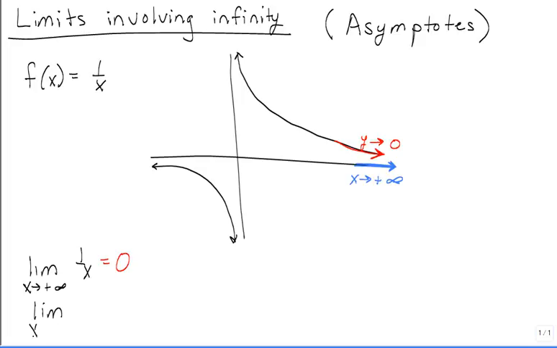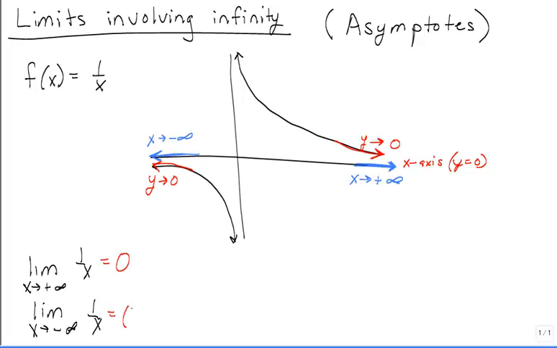If we take the limit as x approaches negative infinity of 1 over x, looking at the graph, here's x going to negative infinity. This way it's getting larger and larger negatively. The graph, the y values, also approach 0. The x-axis is also called y equals 0.